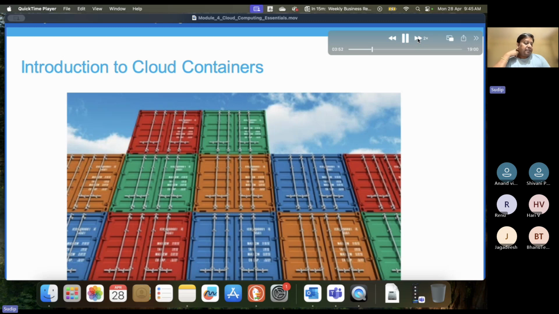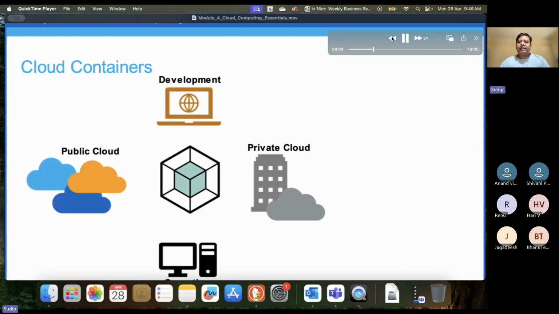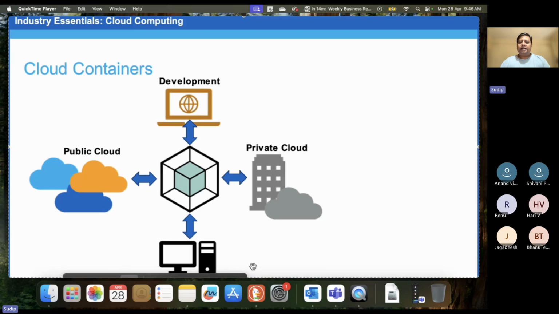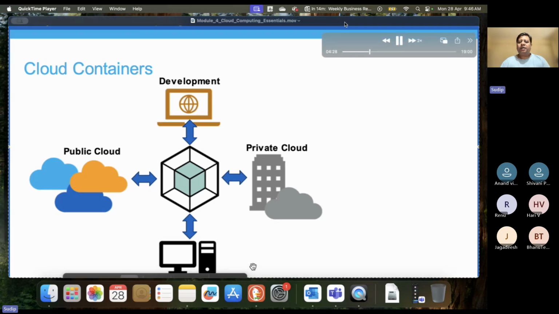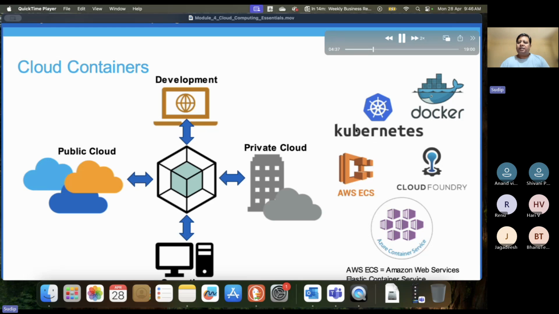Then we have containers. Containers are nothing but further smaller elements inside a cloud to run your software. Some people call it a virtual machine, some people call it a container. Both are different things. We will understand in a little while. So these are some names of containers.